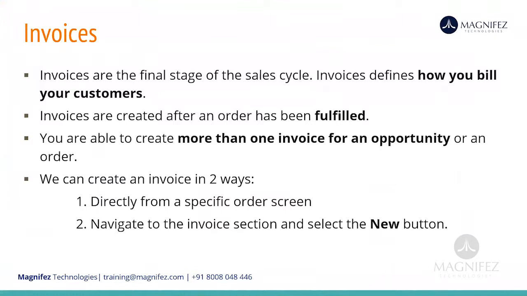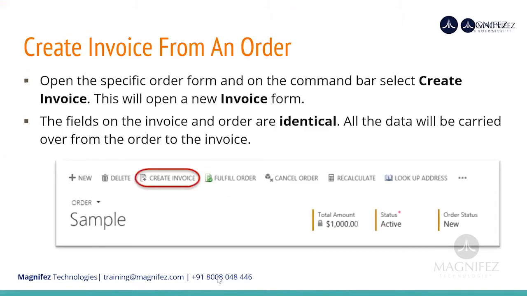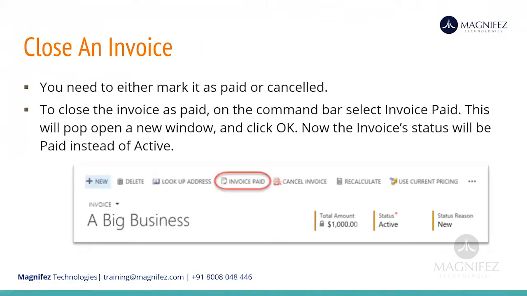Invoices are created after an order has been fulfilled. We can create any number of invoices, especially with partial billing. If we are fulfilling in partials, then we can ask for partial bills. Invoices you can directly create from the navigation, or you can come to your order and click create invoice like this. After the customer pays for it, we can mark it as paid.